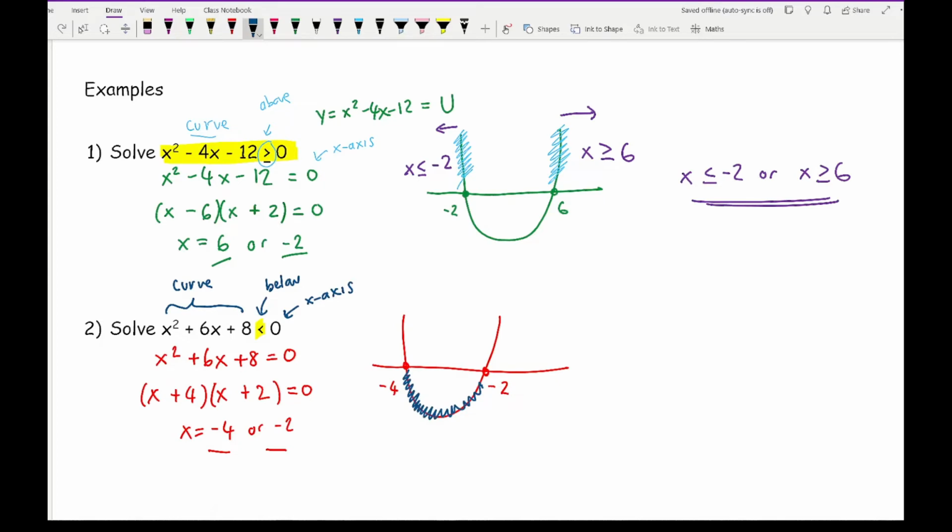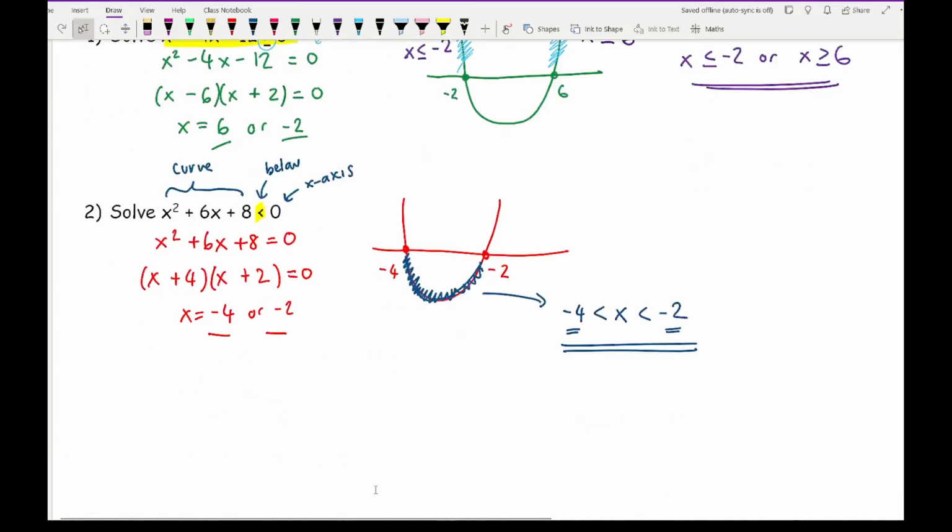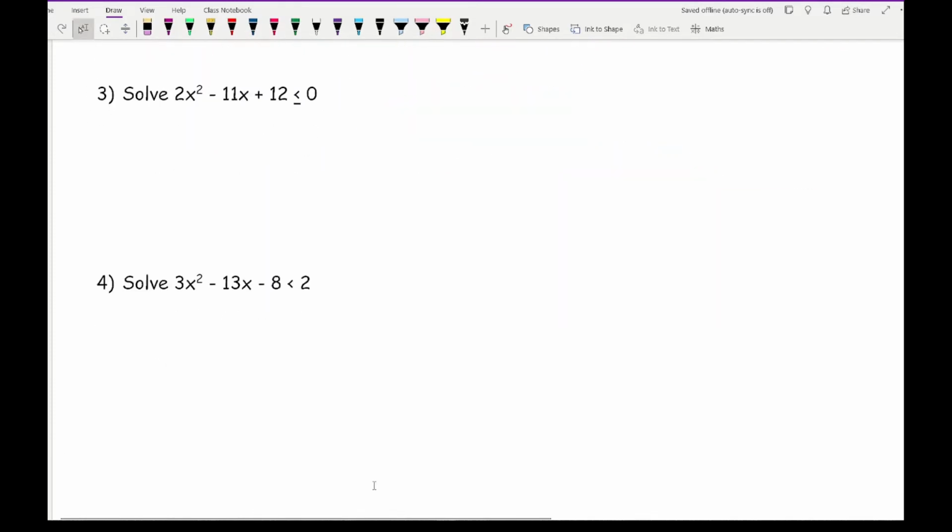So because I want that region there, I want where x is between -4 and -2, and there is my final answer. So again, you want your smaller number on the left, your bigger number on the right. And again, the reason why we haven't got two separate answers is because I've only shaded one part of that line. So now let's have a look at another set of examples.